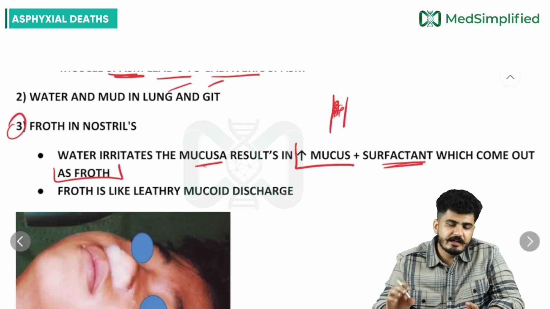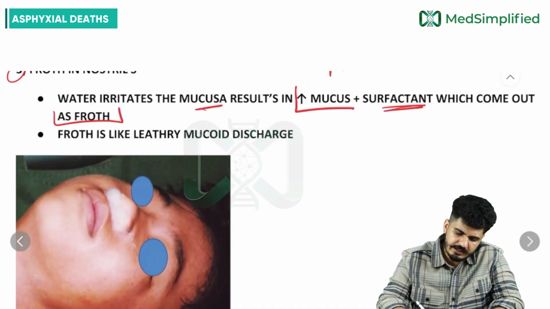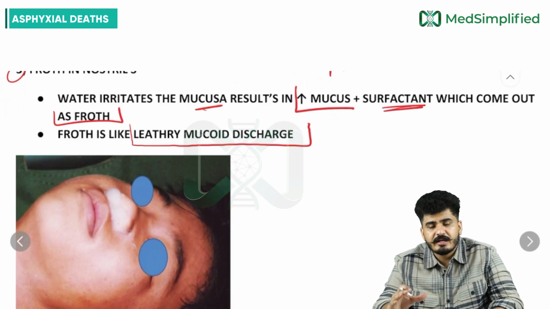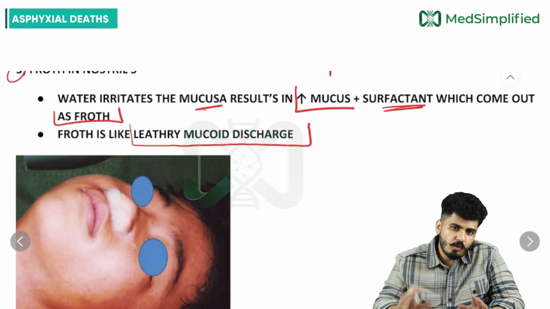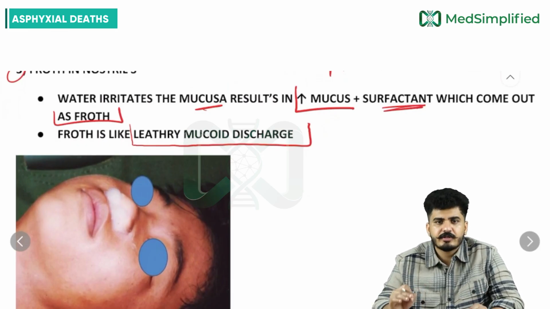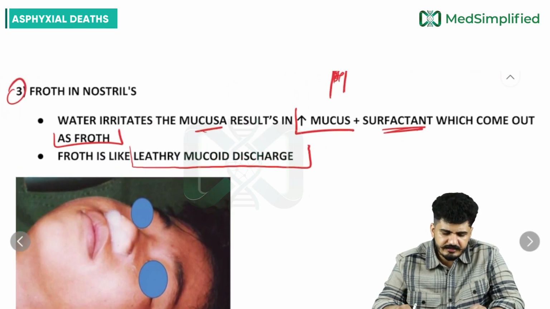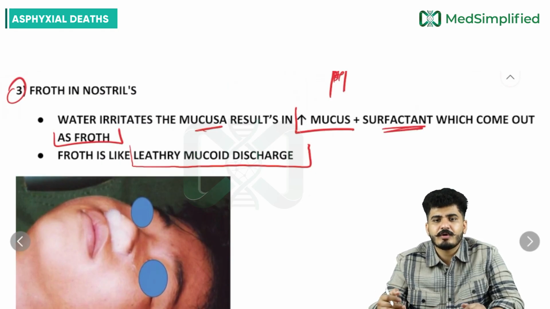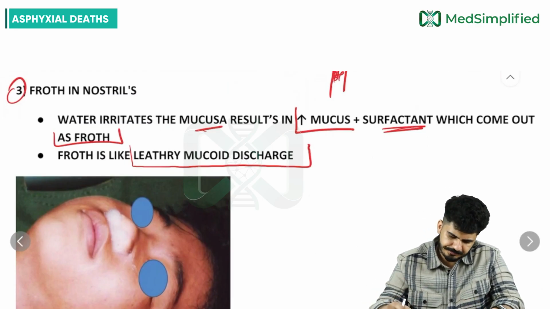Now, what is the nature of this froth? My dear friends, the nature of froth is leathery mucoid discharge. And what is this mucoid leathery discharge? This is mucin plus surfactant, which are overproduced due to the irritation of the airways. And this froth in the nostril will only come once the person was respirating or the person was alive, or you can say ante-mortem drowning.